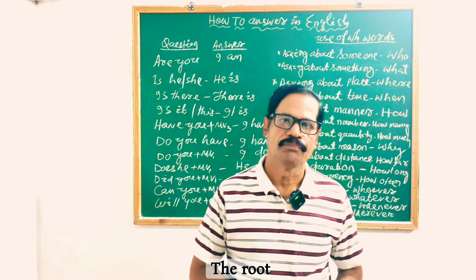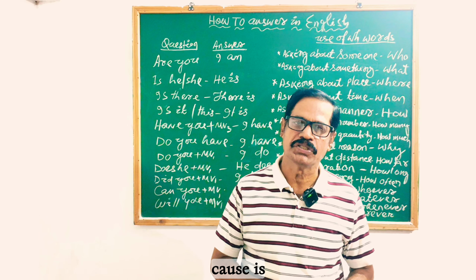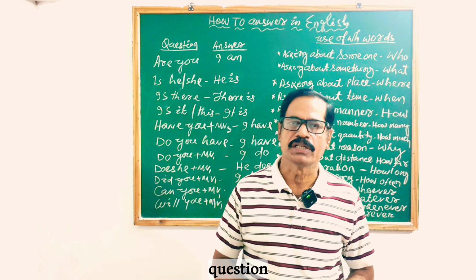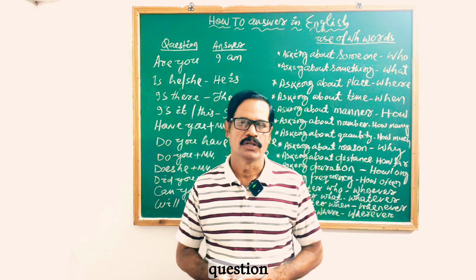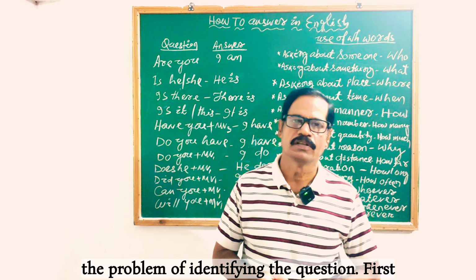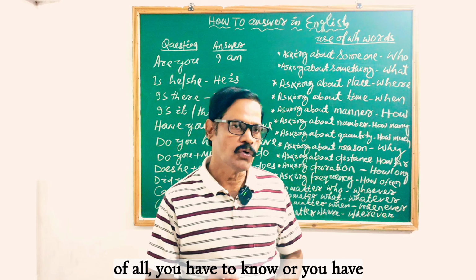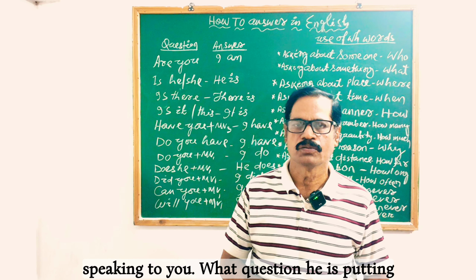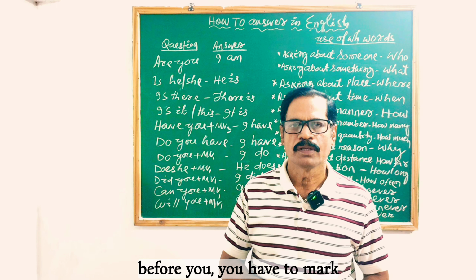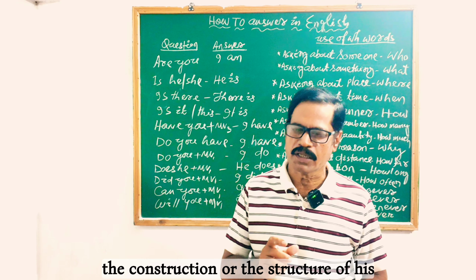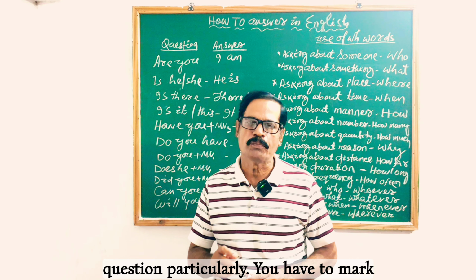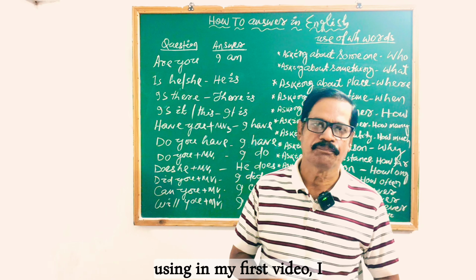The reason, or the root cause, is the problem of identifying the question. First of all, you have to learn what the speaker is actually speaking to you, what question he is putting before you. You have to mark the construction or the structure of his question. Particularly, you have to mark the auxiliary verb he is using.